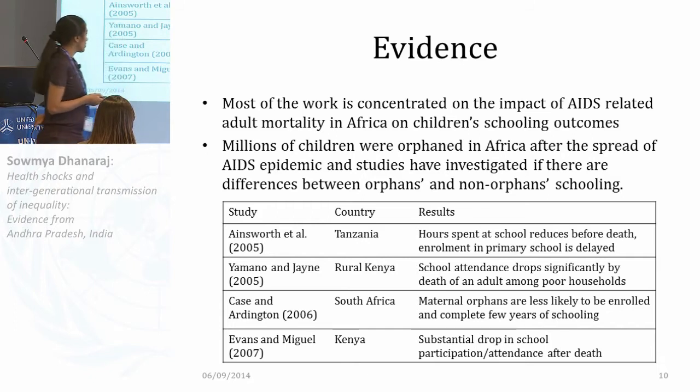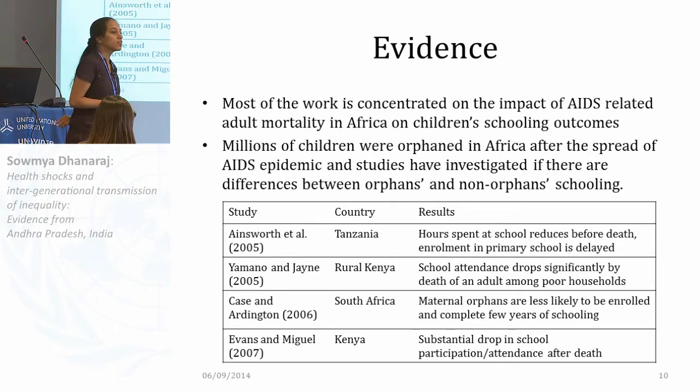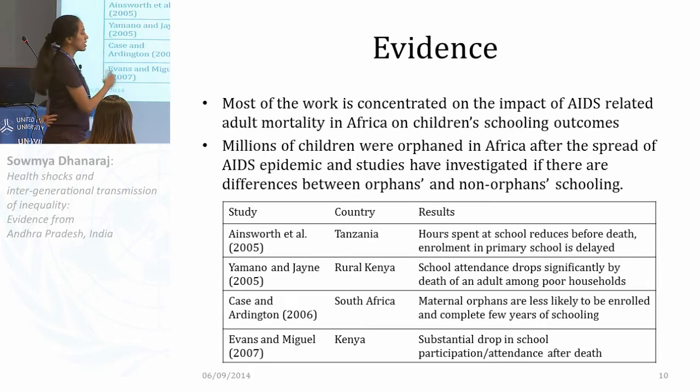Now, most of the work has found that parental health shocks, especially maternal deaths, affect the children's enrollment in school and also reduce their completed years of schooling. But there are very few studies that have looked at the effect of parental health shocks on children's investments in schooling outside the countries where there is an epidemic. And also there are some estimation challenges that have to be taken into account, which I'll be detailing later.